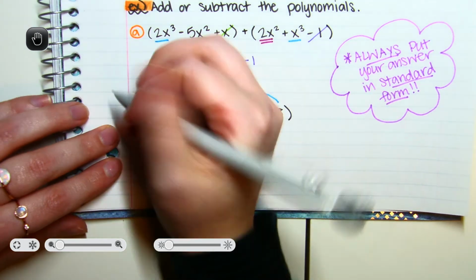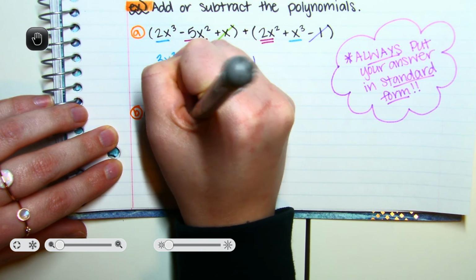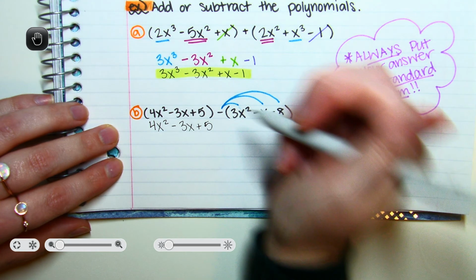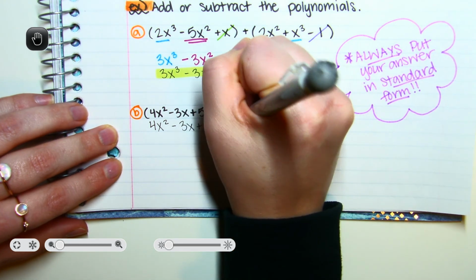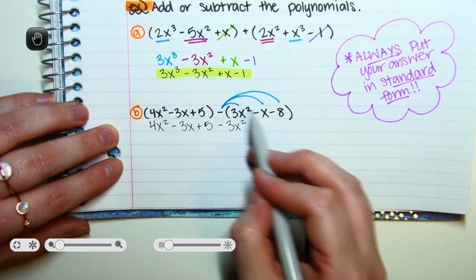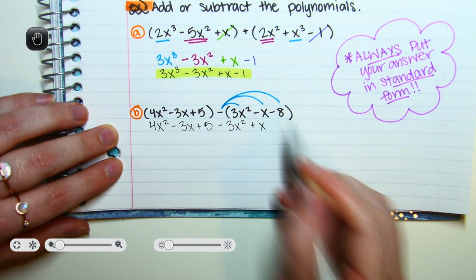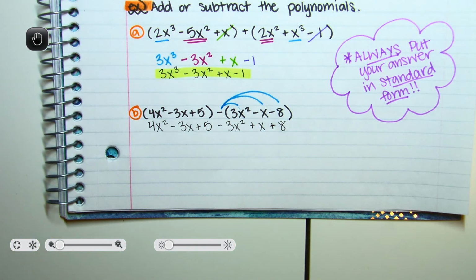So let's rewrite this. First one stays the same, 4x squared minus 3x plus 5. But now I'm distributing this negative. So negative times 3x squared is negative 3x squared. Negative times negative x becomes positive x. And then negative times negative 8 becomes positive 8. Now again, your options here, you can either underline stuff or cross stuff out, whatever your personal preference is. Personally for me, I'd rather underline stuff.